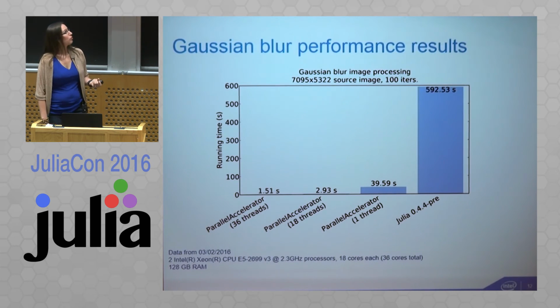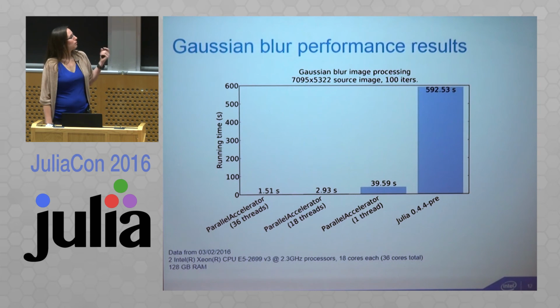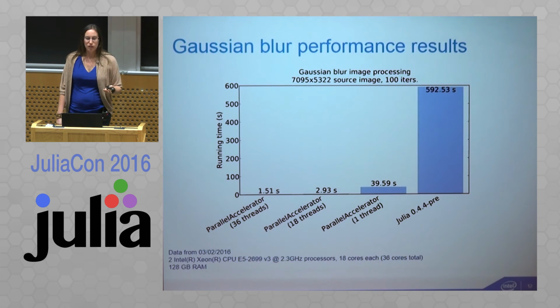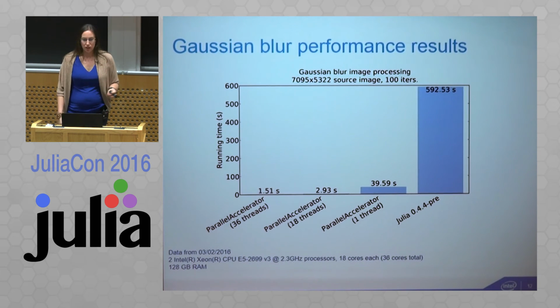And here are some performance results for that. Again, the leftmost column is the performance results for ParallelAccelerator running on 36 threads, on a 36-core machine as before. But as you can see, just like before, even when we're running on just one thread, ParallelAccelerator gives you a speedup of about 15x over the plain Julia version. And running on 36 threads, we get more of a speedup, and this results in a total speedup of almost 400x over plain single-threaded Julia.